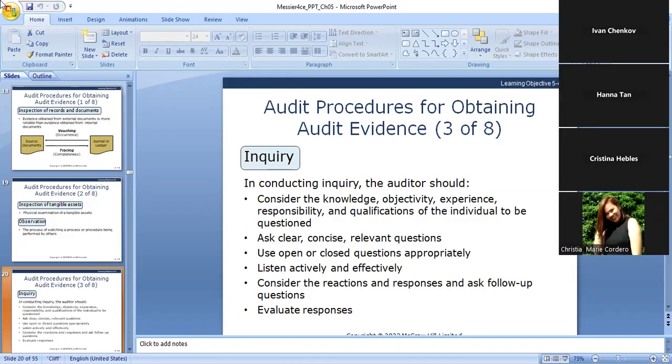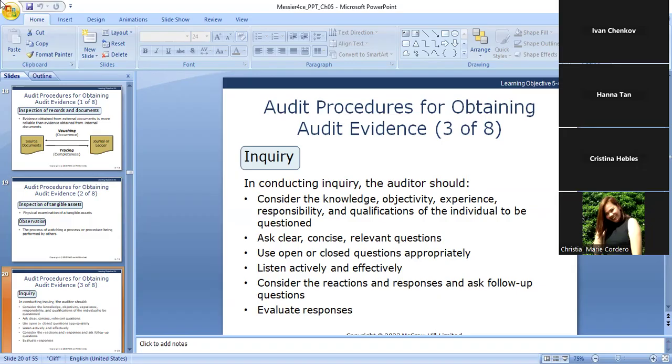Next one is to ask clear, concise, and relevant questions during the inquiry. So basically, here you're like an investigator. Even worse. Then, use open and closed questions appropriately. Be careful when using the questions. If you're looking for an answer which is not just yes or no, don't use a closed question. So you have to be careful what kind of questions you're asking.